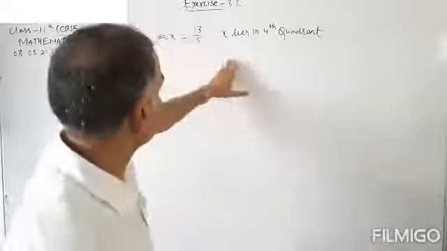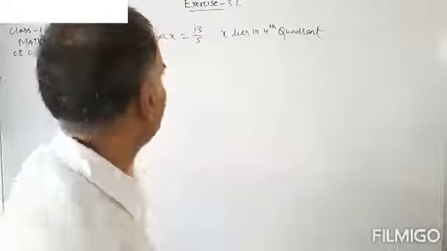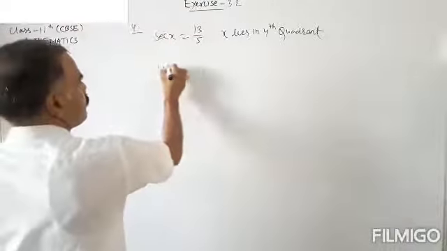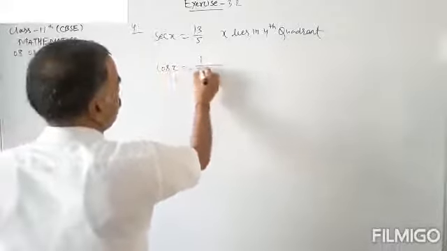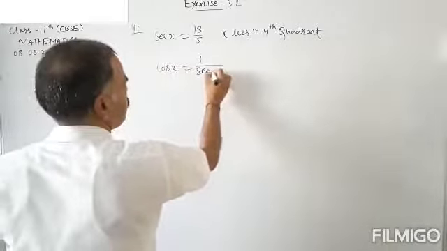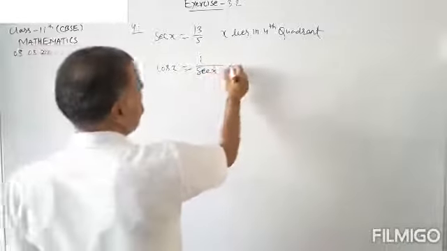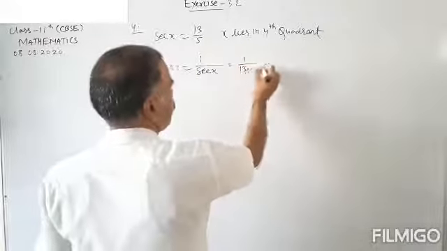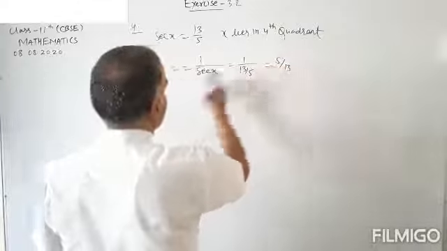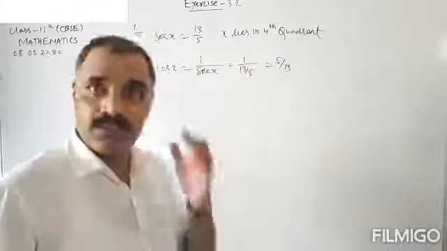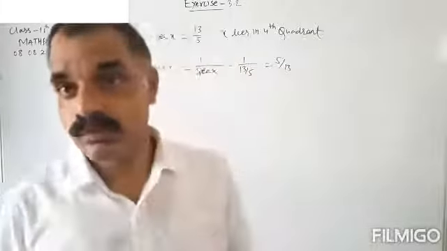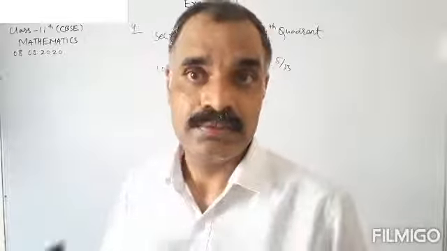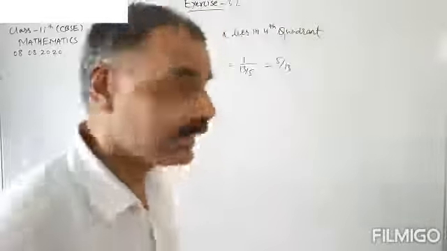Sec x is given as 13 upon 5. Now we have to find cos x. Cos x is equal to 1 upon sec x, the reciprocal of sec x. So 1 upon 13 upon 5 is 5 upon 13. So cos x is equal to 5 upon 13. Now from cos x we can easily find sin x.